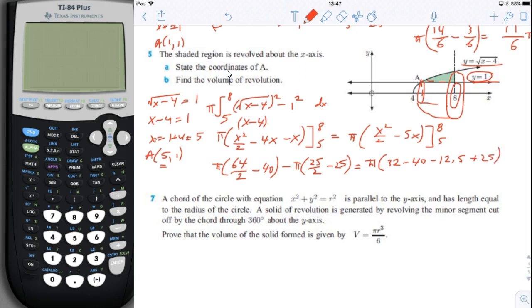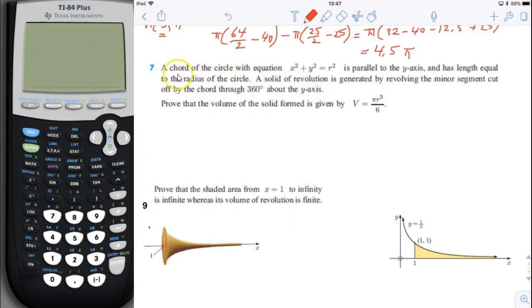Okay, and so let's see. I'm going to use the offline calculator here to do this simple addition. 32 minus 40 is negative 8, minus 12.5 is negative 20.5, plus 25, that's 4.5, so we end up with 4.5 pi.